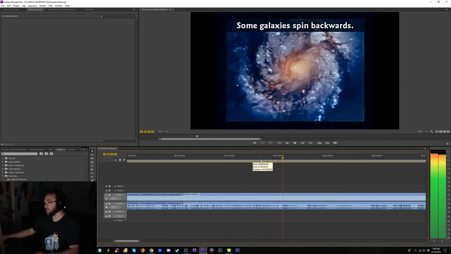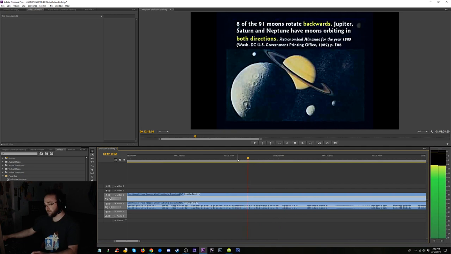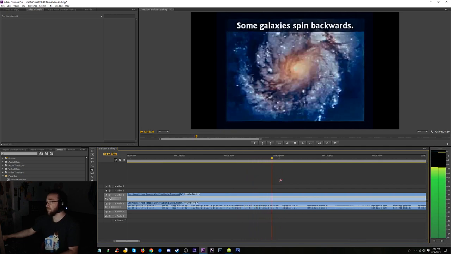Directions at the same time. Some whole galaxies, the 91 known moons are spinning backwards. Three planets have moons going both directions at the same time.